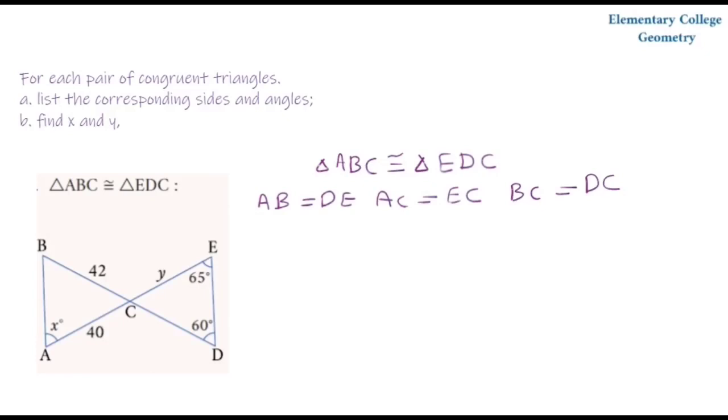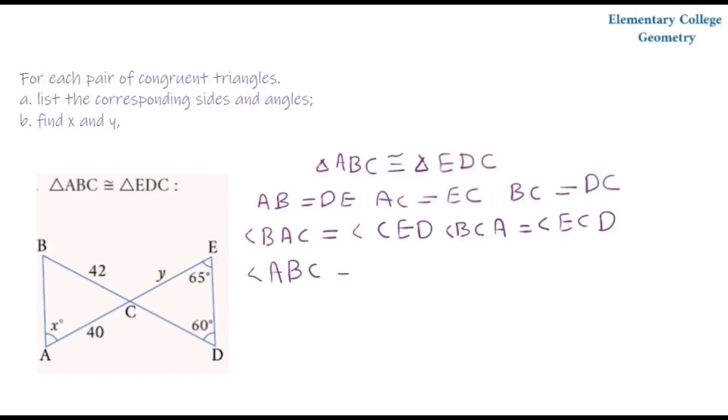And for the angles, the angle of BAC equals the angle of CED, and the angle of BCA equals the angle of ECD, and the angle of ABC equals the angle of EDC. So the side of BC equals 42.